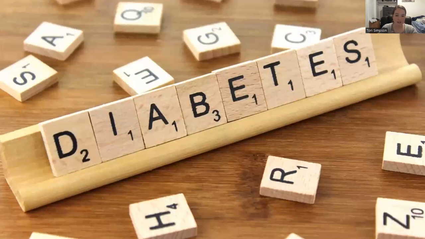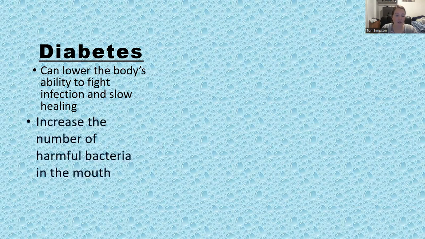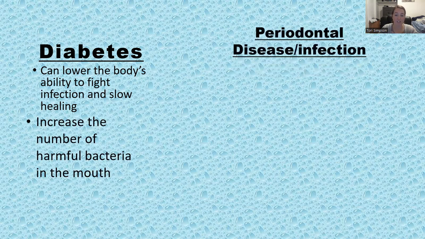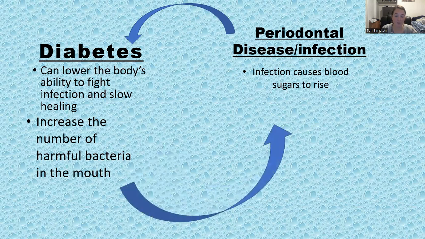So what about diabetes? Well, diabetes is a chronic disease that affects your body's ability to process sugars. Diabetes can lower the body's ability to fight infection and slows the healing process, which leads to the increased number of harmful bacteria in the mouth. Infection, such as periodontal disease, can cause blood sugars to rise. So as we see, these two conditions are linked because gum disease makes diabetes harder to manage and unmanaged diabetes increases the risk of periodontal disease.